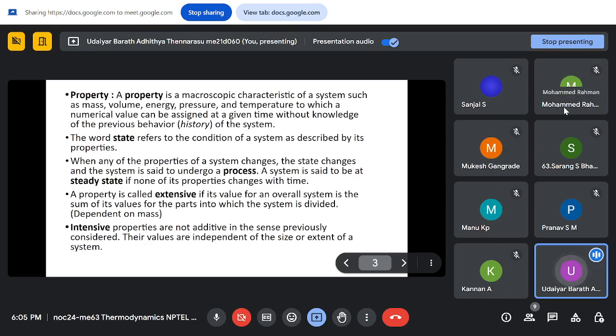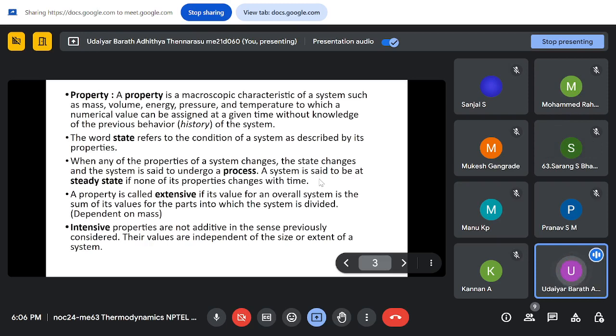And now, as we have seen property, any system can go through a process, or a change in property. So it will go through a definite change in property. This changing property is called the process. From one state it goes to another state. So this change in state is defined by a process.